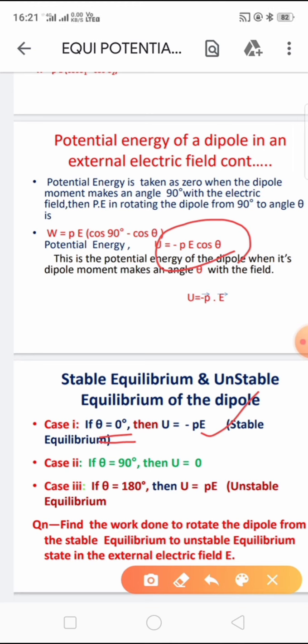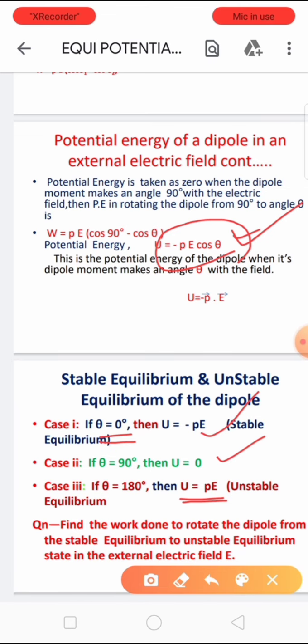Similarly, when theta is equal to 180 degrees, then U is equal to minus PE cos 180 degrees. So it becomes minus PE into minus 1. It becomes PE, and this is the case of unstable equilibrium. And when theta is 90 degrees, U is equal to 0. Of course, we have considered that position as 0 potential energy. So using this, you can find how much work is done to rotate the dipole from one position to the other position. Here is a question.